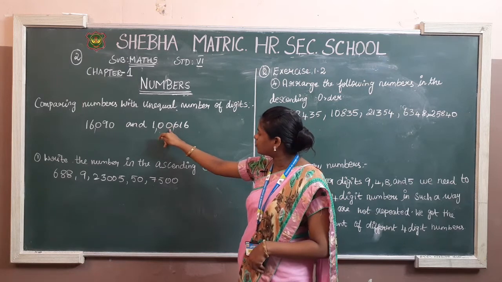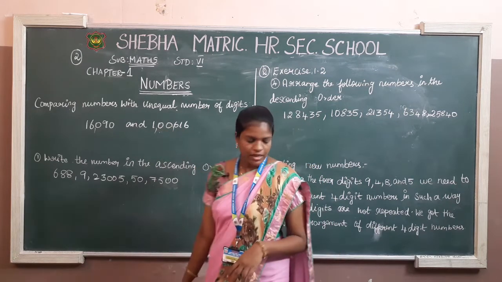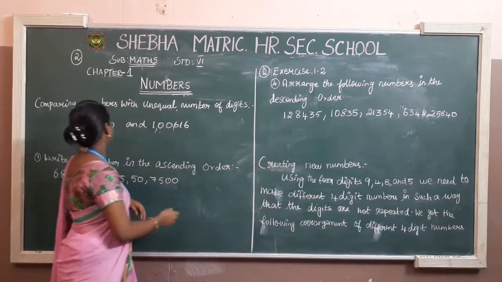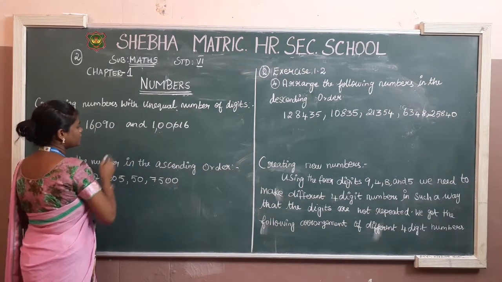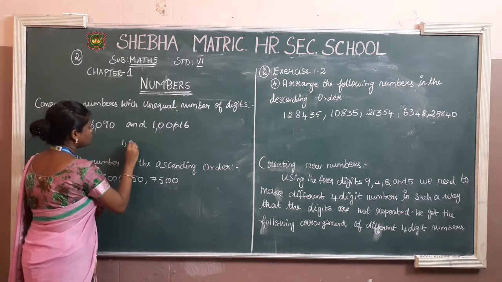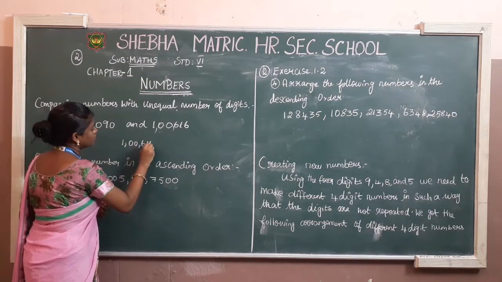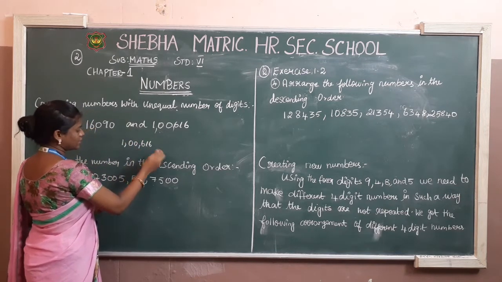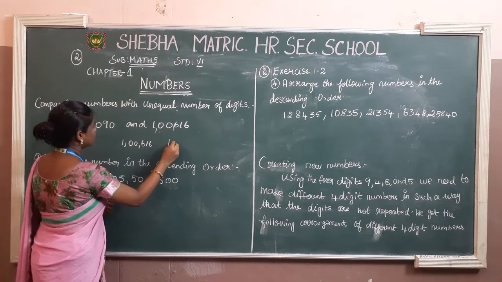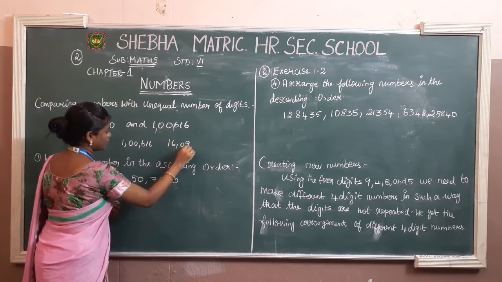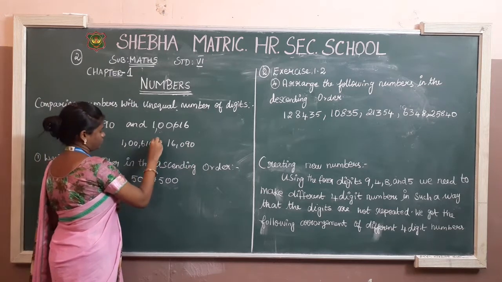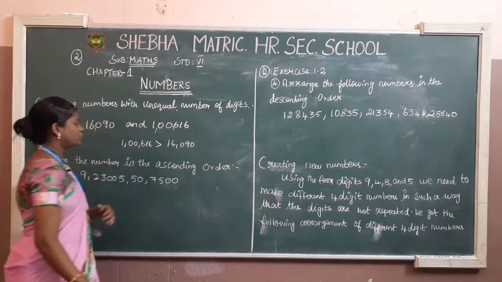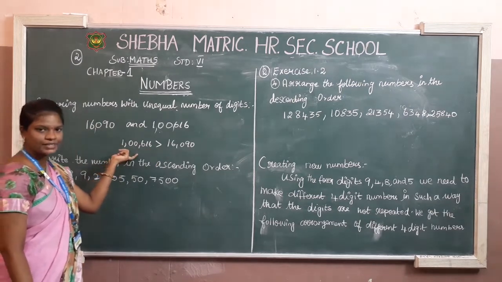1, 2, 3, 4, 5, 6. This is a 6 digit number. Then this is a 5 digit number. So which is greater? First we write the 6 digit number, 1,00,616. Then the 5 digit number is 16,090. So this is greater, and the symbol opens towards the greater side.